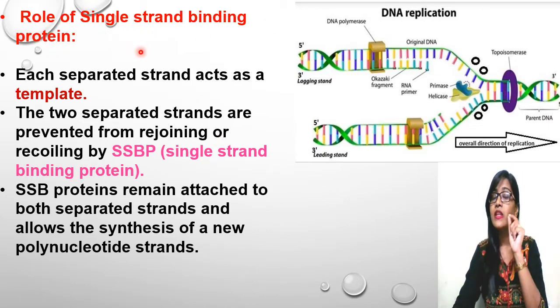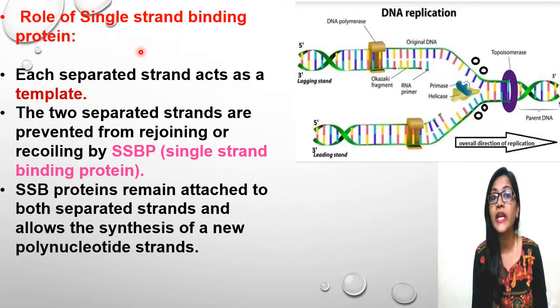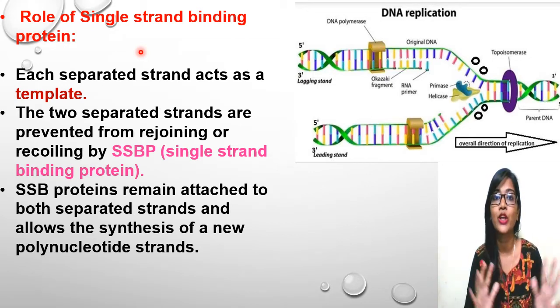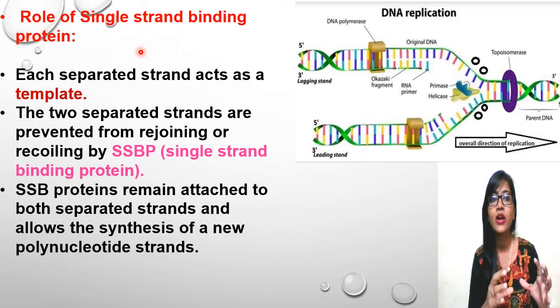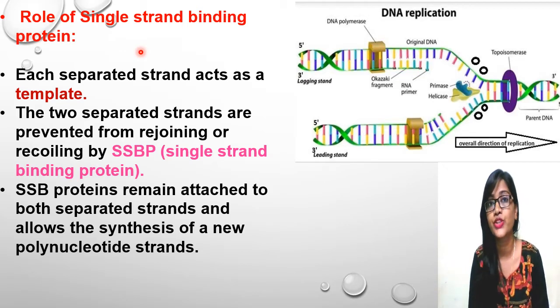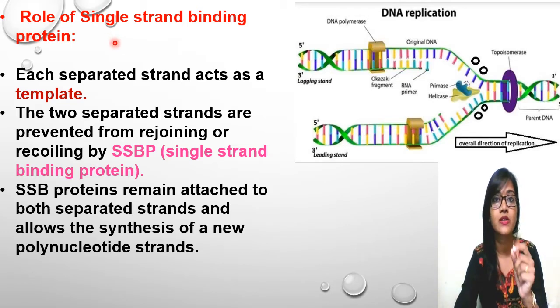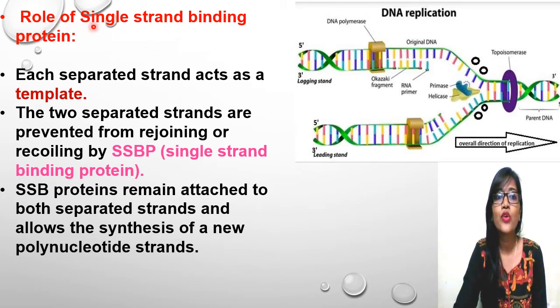See, the name of the enzyme explains its function. That is the magic of biology: there is no need to memorize things. The words magically express their meaning to you. How is it in the case of single stranded binding protein? Let's try to understand the role of single strand binding protein.